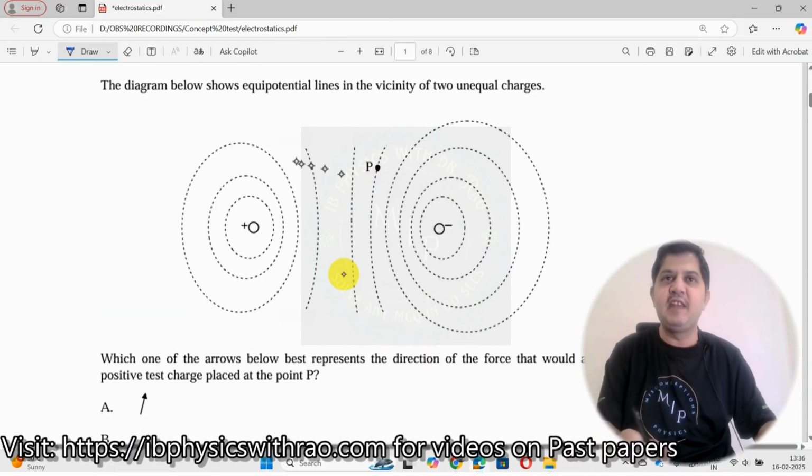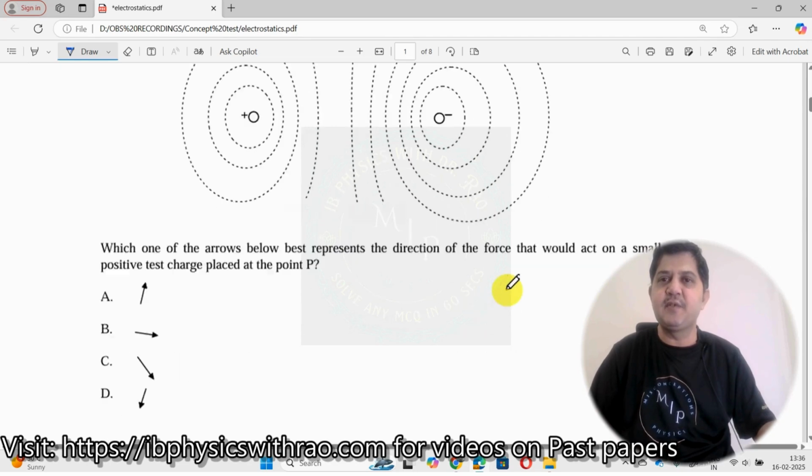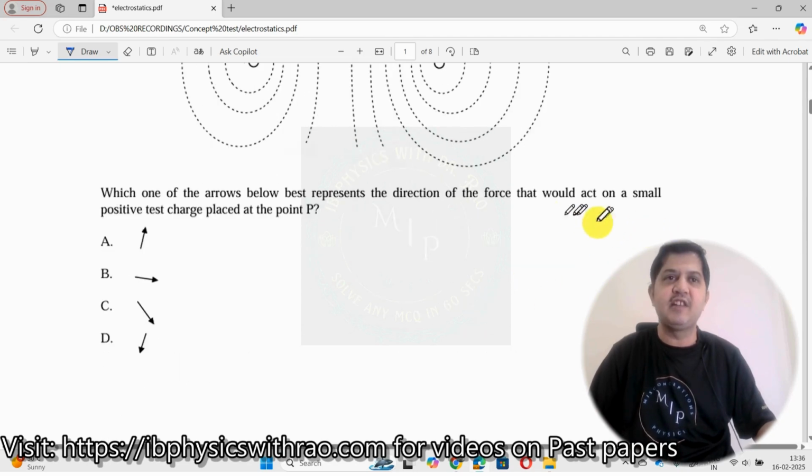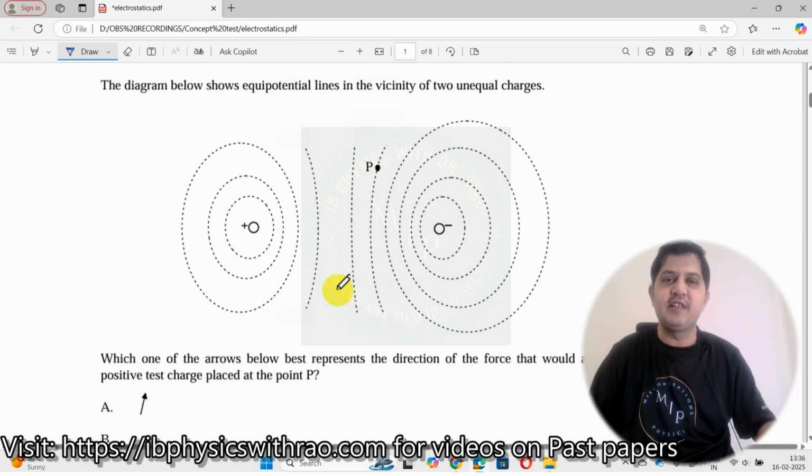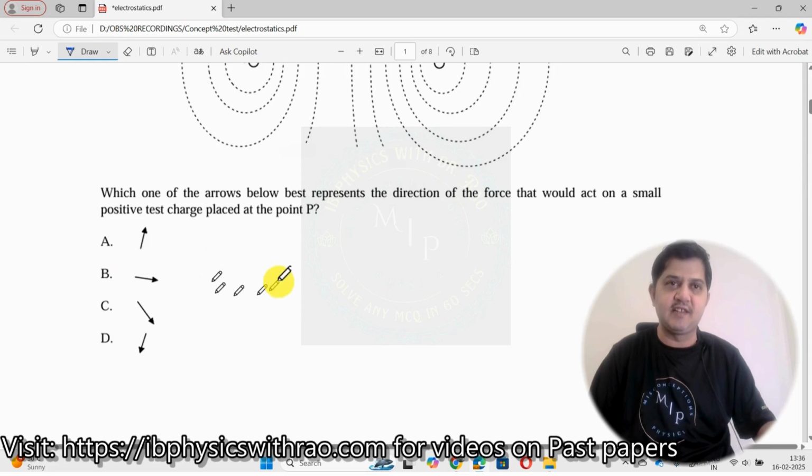The diagram shows equipotential lines in the vicinity of two equal charges. Okay, there is a positive charge, there is a negative charge. There are some equipotential lines being drawn. Which one of the arrows best represents the direction of the force that would act on a small positive charge that is placed at the point P? So what is the direction of the force according to these directions?